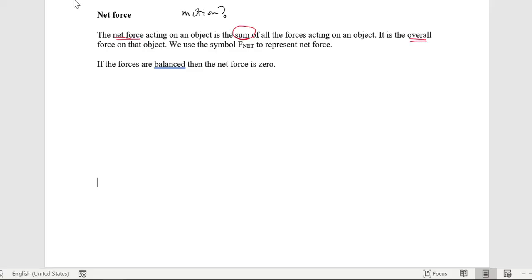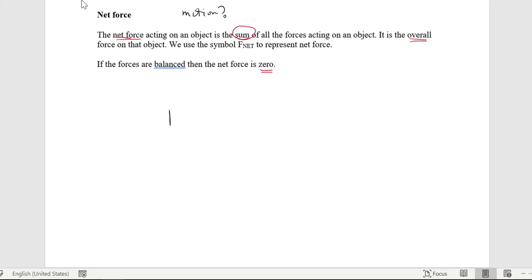So if we know what the overall force on an object is, then we can figure out if the object's going to move, if it's going to accelerate, what it's going to do. All right? So we use the symbol F net to represent net force. So that's our symbol. And if the forces are balanced, then the net force on an object is 0.